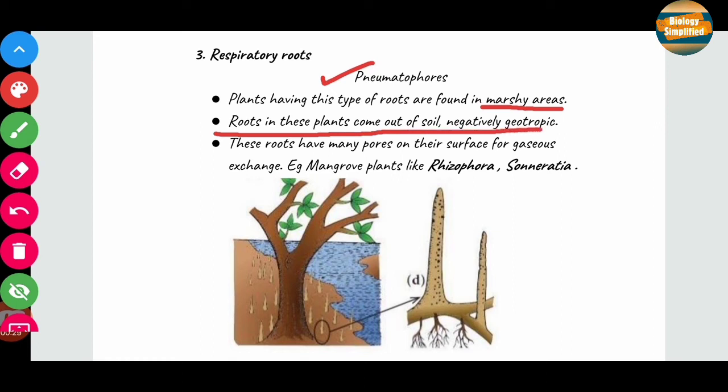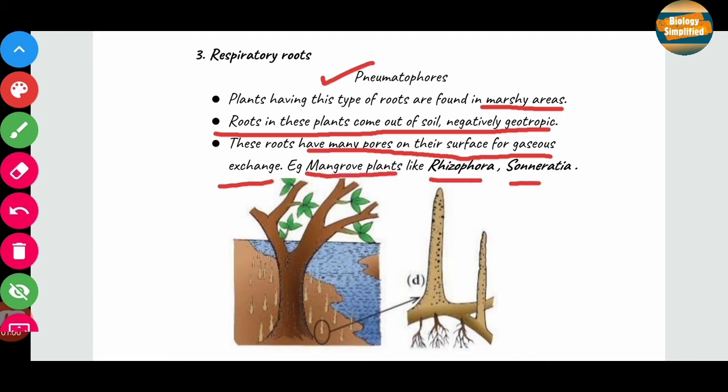So roots in these plants come out of the soil and they are negatively geotropic. Because the roots cannot breathe in so much waterlogged soil, they become negatively geotropic. They come out of the soil. These roots have many pores on their surface for gaseous exchange, so that they can deal with these environmental conditions.